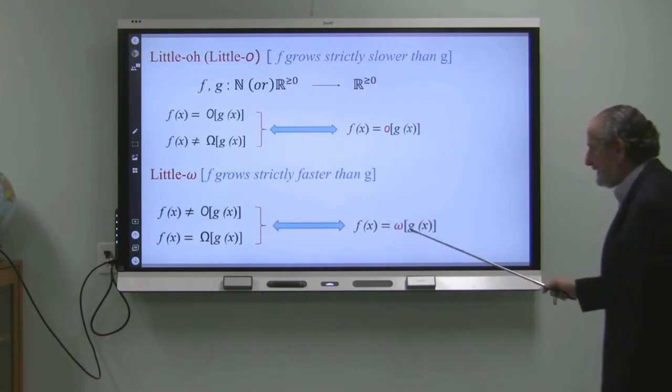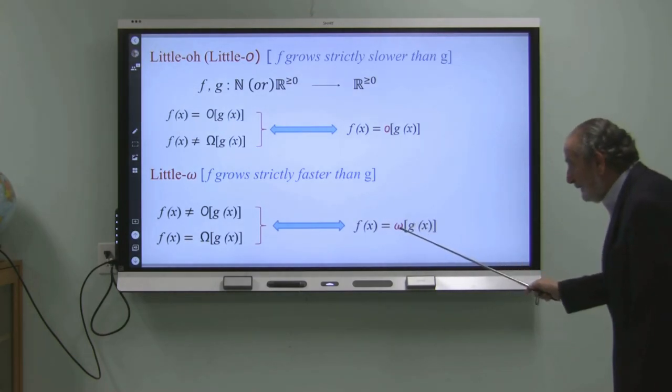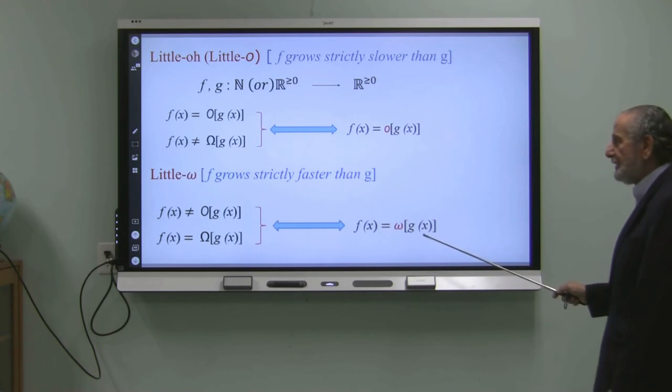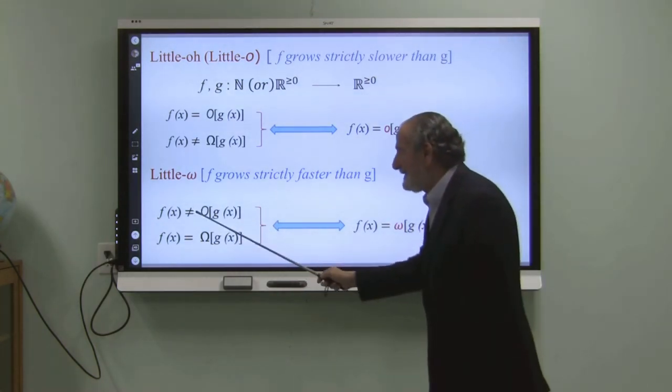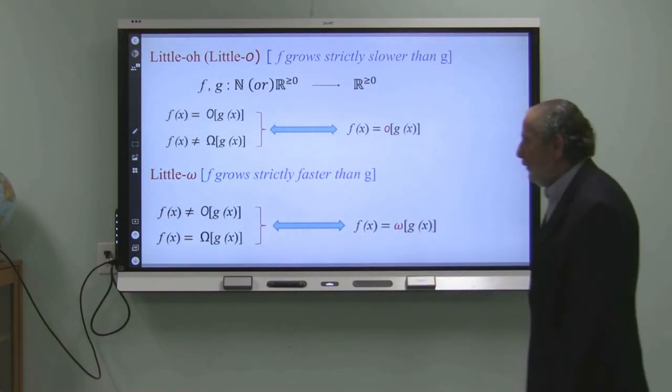Here, f(x) is little omega g(x) means two things. f(x) is big omega g(x), and f(x) is not big O g(x).